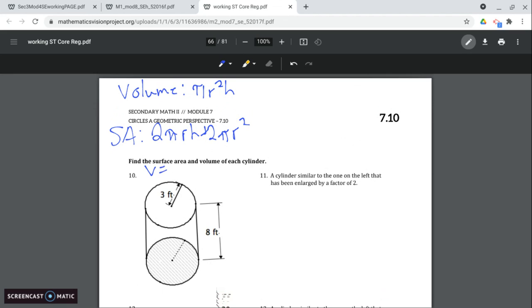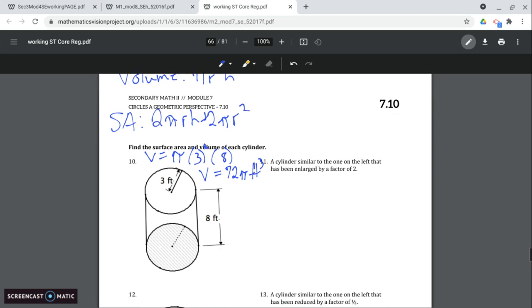Okay, so for number 10, we're going to find the volume first. So volume equals pi r squared, the radius is 3 on the circle, times the height, which is 8. Oops, that should be squared. So 3 squared is 9. 9 times 8 is 72. So the volume equals 72 pi feet cubed.